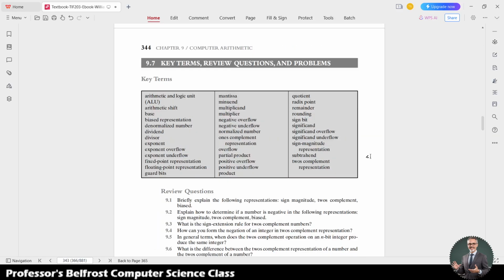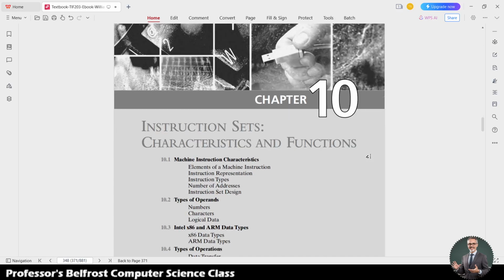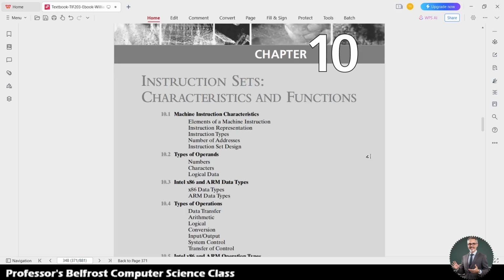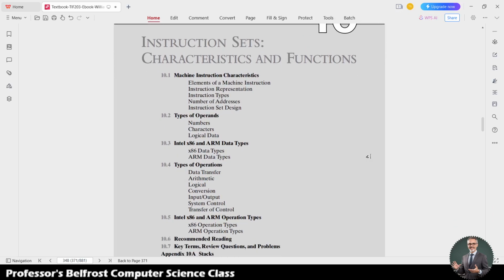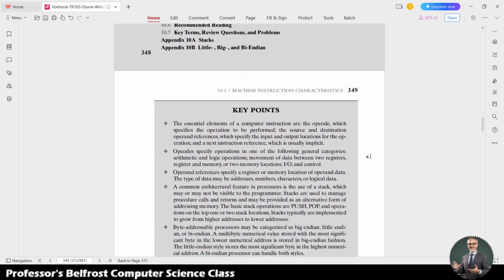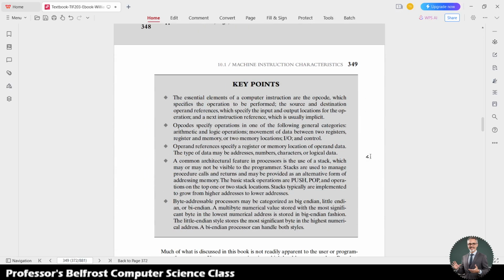It seems like the same thing here. Okay, just start discussing instruction sets. Maybe this is the best way. Okay, let's see the key points first. So the essential elements of a computer instruction are the opcode, which specifies the operation to be performed, the source and destination references, which specify the input and output locations for the operation, and a next instruction reference, which is usually implicit.